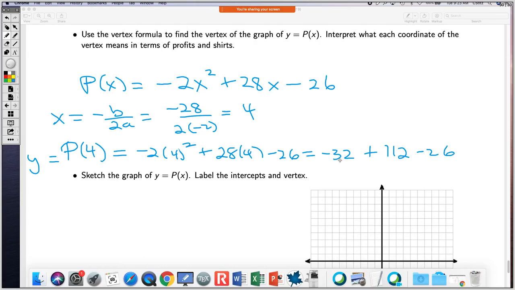So 112 minus 32, well, 112 minus 12 would get us down to 100. Minus 20 would get us to 80, so this would be 80 minus 26. 80 minus 20 would get us down to 60. 60 minus 6 would get us to 54. So we're getting 54.